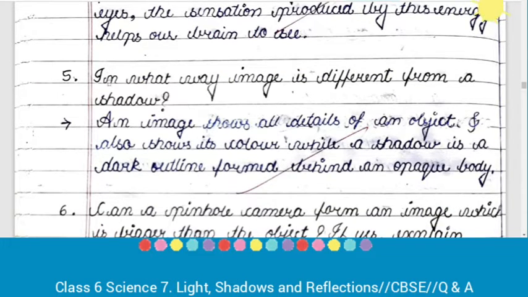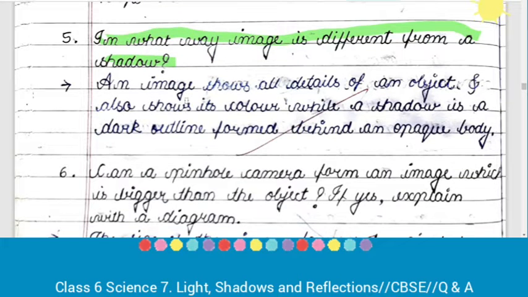Fifth question, in what way is an image different from a shadow? An image shows all details of an object and also shows its color, while a shadow is a dark outline formed behind an opaque body.